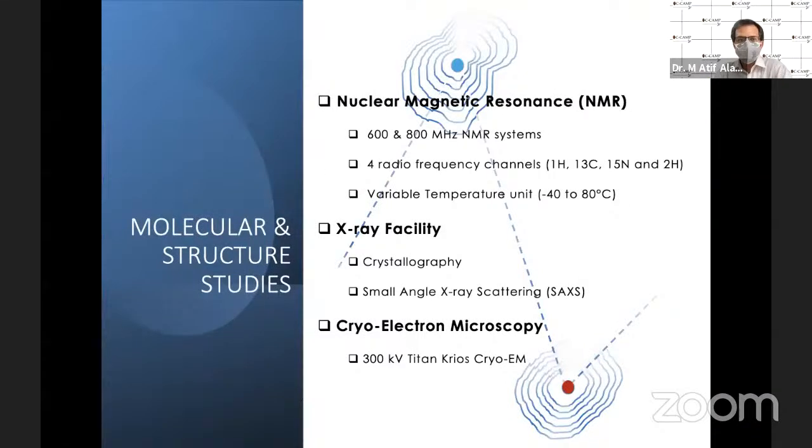Then we also have the more facilities which support molecular and structural studies like NMR, X-ray crystallography facility, cryo-electron microscopy facility. This is perhaps, till the last I checked, the only 300 kV electron microscope in India, which can support structural determination up to Angstrom level. So you can have biomolecular structure in a highly resolved manner.